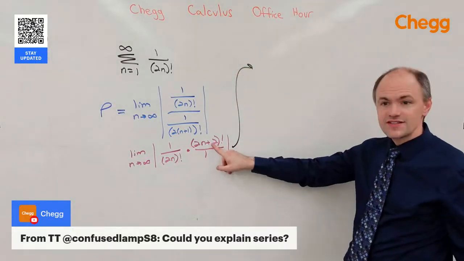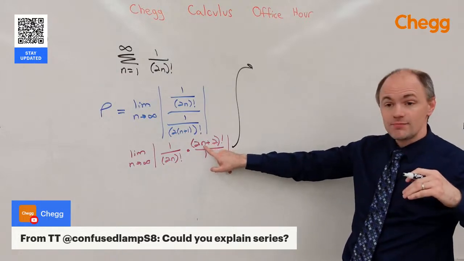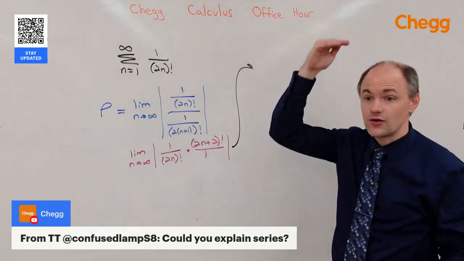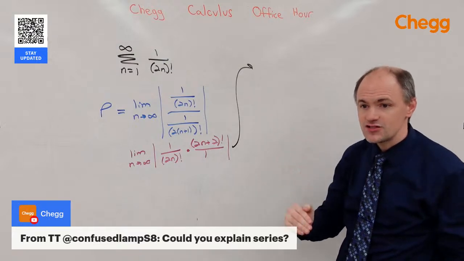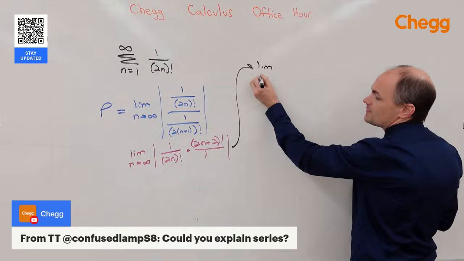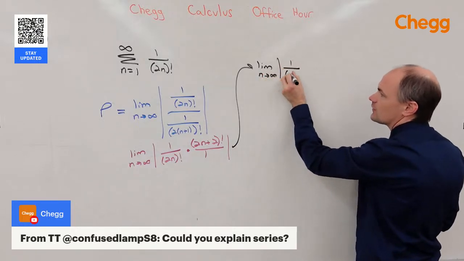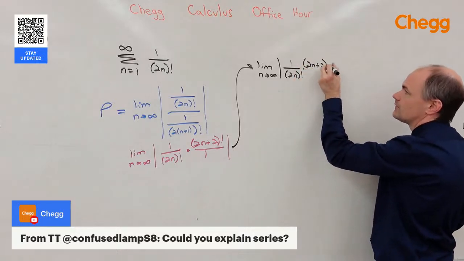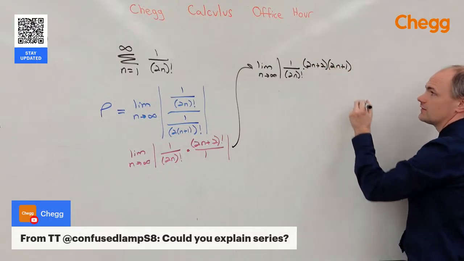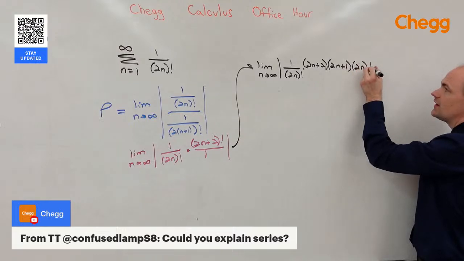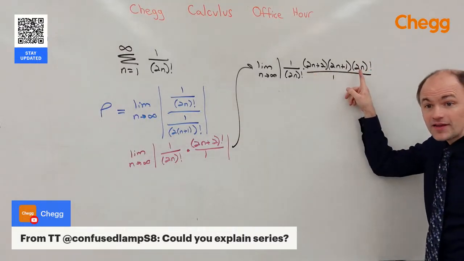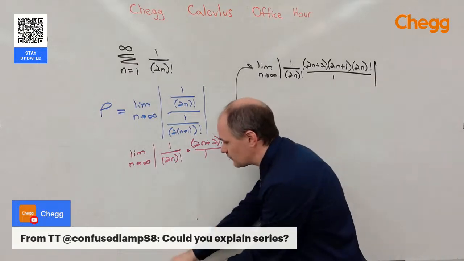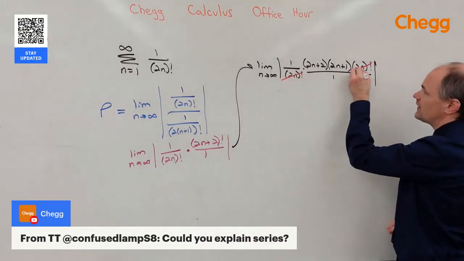How we handle these factorials is these factorials are going to count down. 2n plus 2 factorial is 2n plus 2 times 2n plus 1 times 2n. Just like 5 factorial is 5 times 4 times 3 times 2 times 1. So we've now got the limit as n goes to infinity of 1 over 2n factorial times 2n plus 2, counting down would be 2n plus 1, and counting down would be 2n factorial. The reason I'm going to stop here is this 2n matches that 2n. That's going to allow us to do some reducing because the 2n factorials are gone.